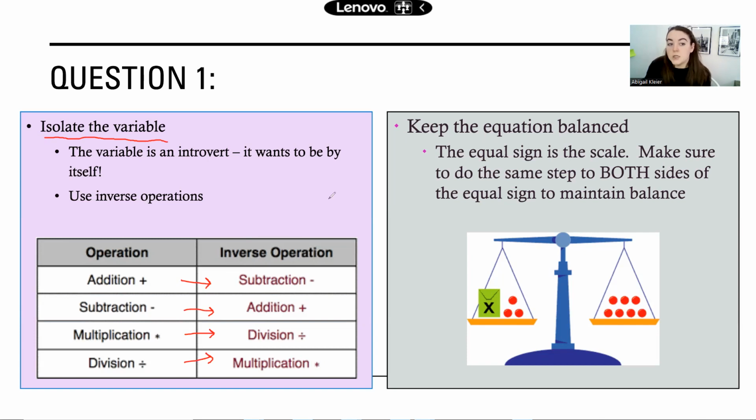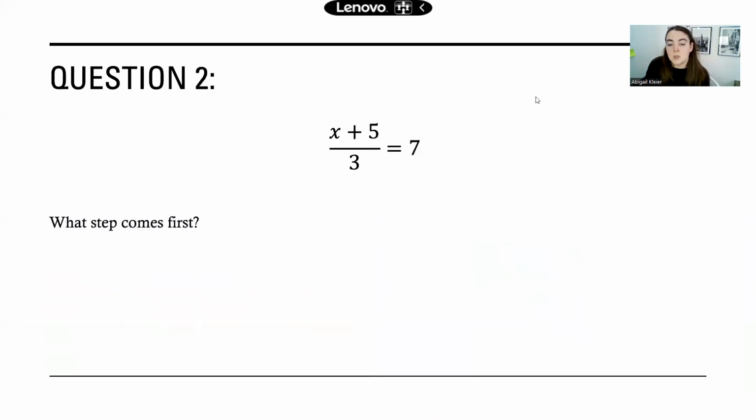The second goal in two-step equations is keeping our equation balanced. That means we need to think of the equal sign as a scale. Whatever we do to one side of the equation, we need to do to the other side as well in order to keep the balance of the equation. Now let's move into question 2. Question 2 is asking us which step would come first in solving this two-step equation.